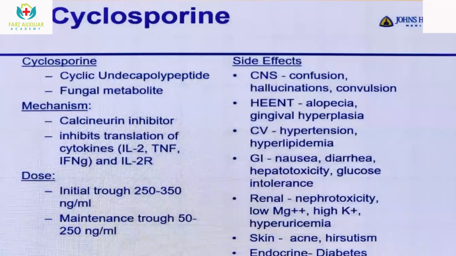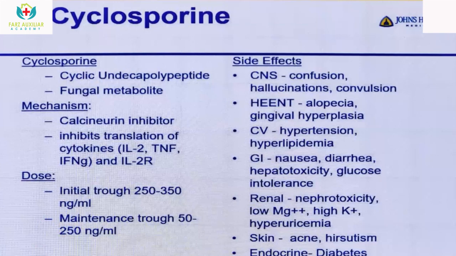So cyclosporin is a calcineurin inhibitor. It inhibits translation of cytokines intracellularly. Side effect-wise, it can cause CNS effects like confusion and hallucination, alopecia, gingival hyperplasia, hypertension, hyperlipidemia, GI intolerance, and renal toxicity, mainly in the form of nephrotoxicity. It usually causes afferent arteriolar vasoconstriction. Thereby, in due time, it increases renal hypertension and causes renal damage.